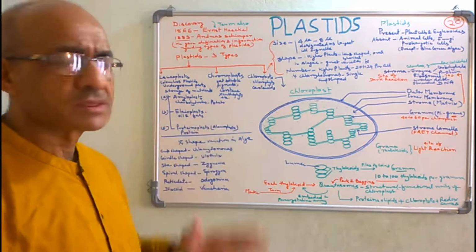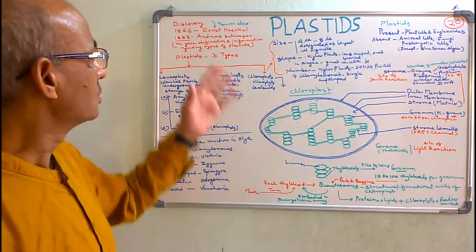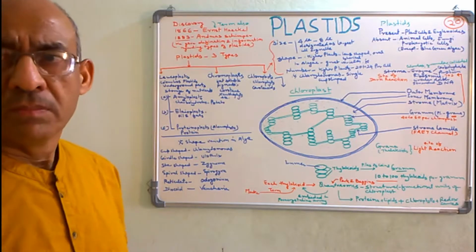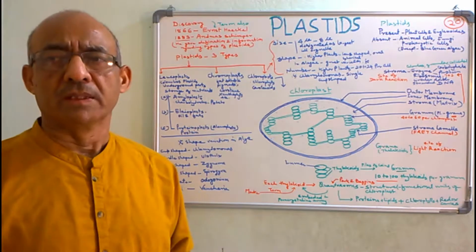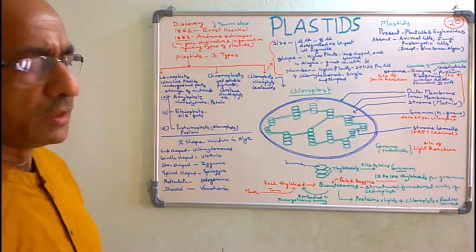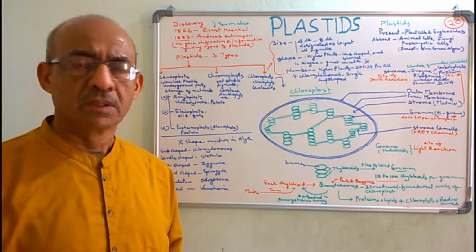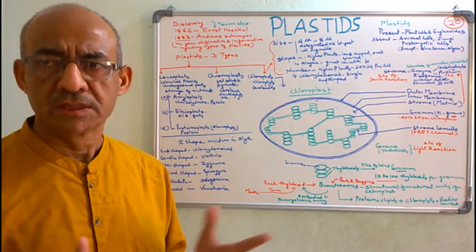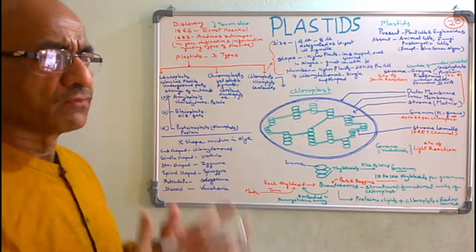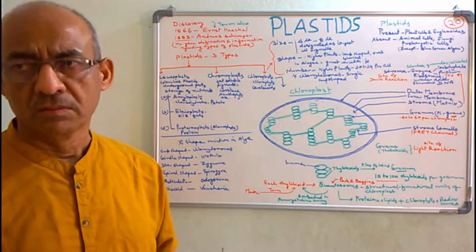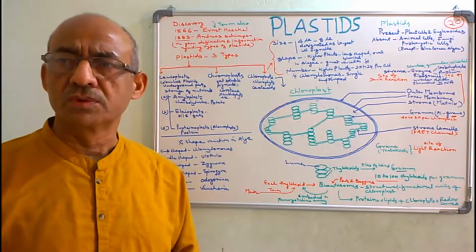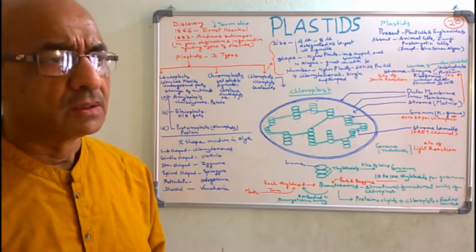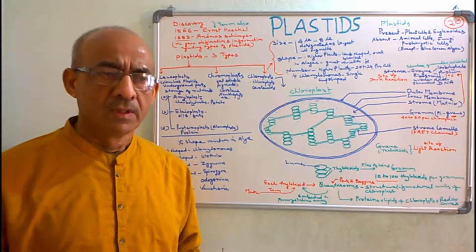Now we will discuss chromoplasts. Chromoplasts are those type of plastids which have colorful pigments, and due to that they provide color to the various parts of the plant. They are found in petals of the flower, in the epicarps of the fruits, in colorful leaves, and in other parts also.